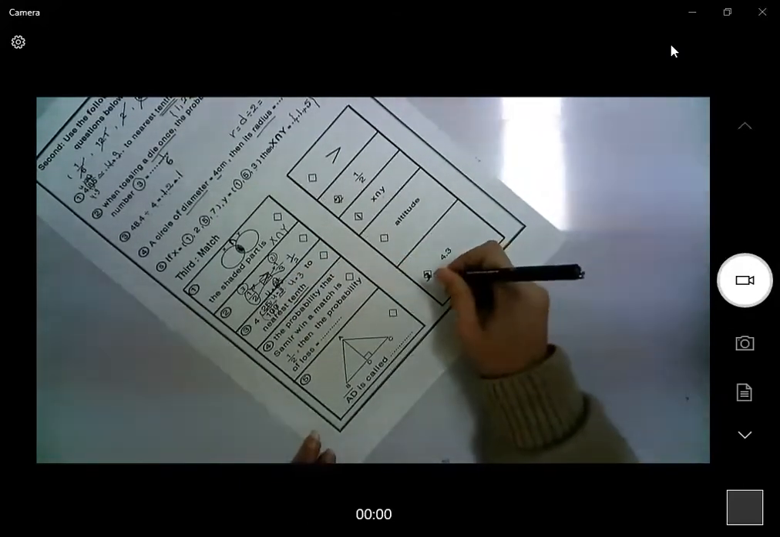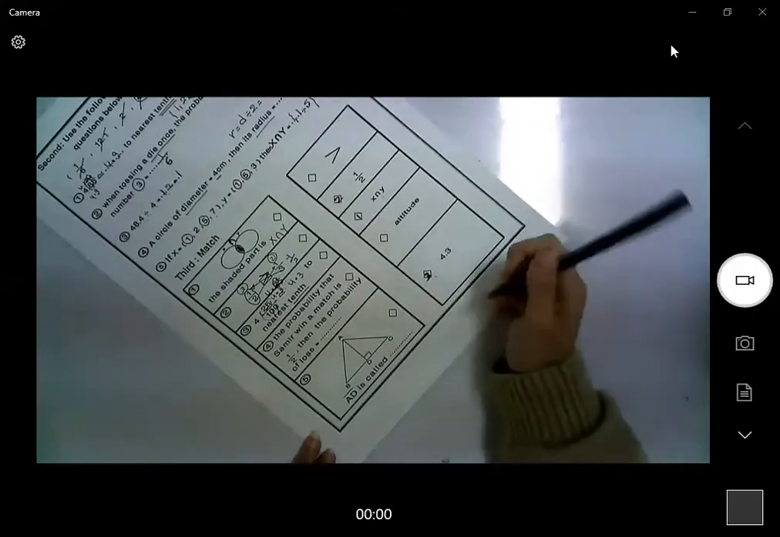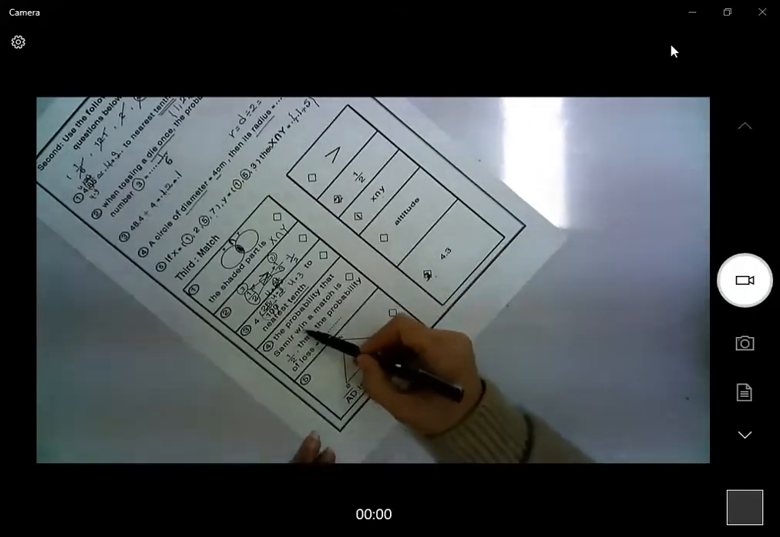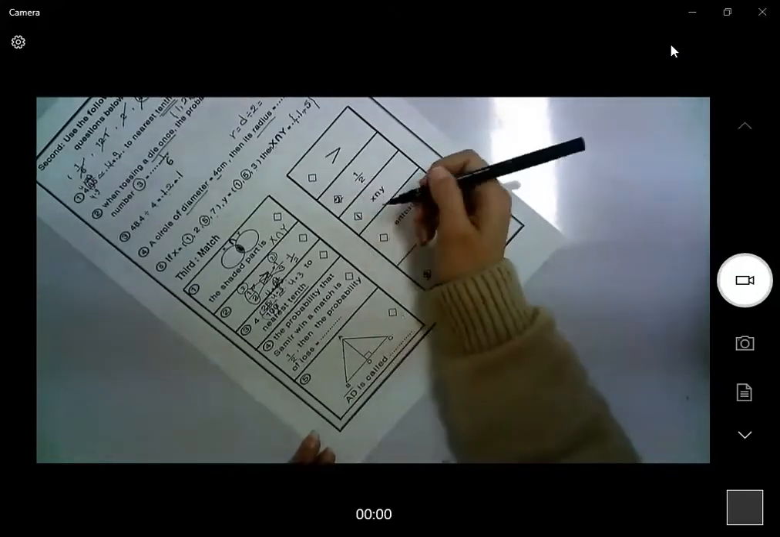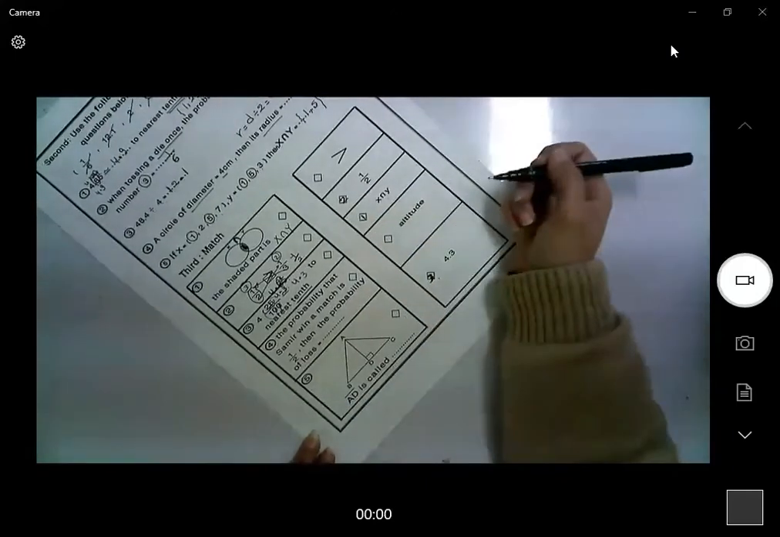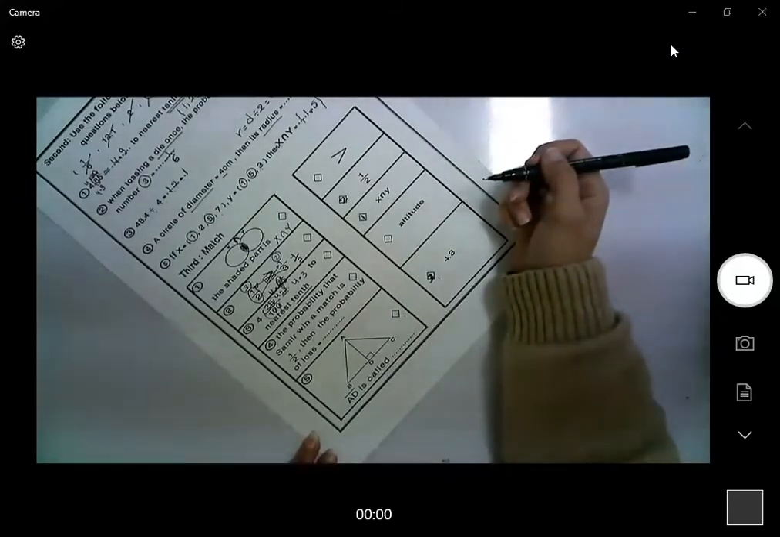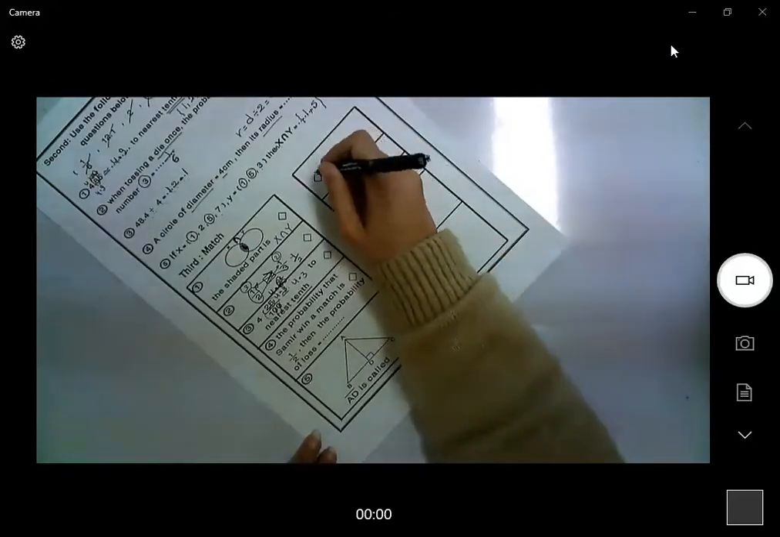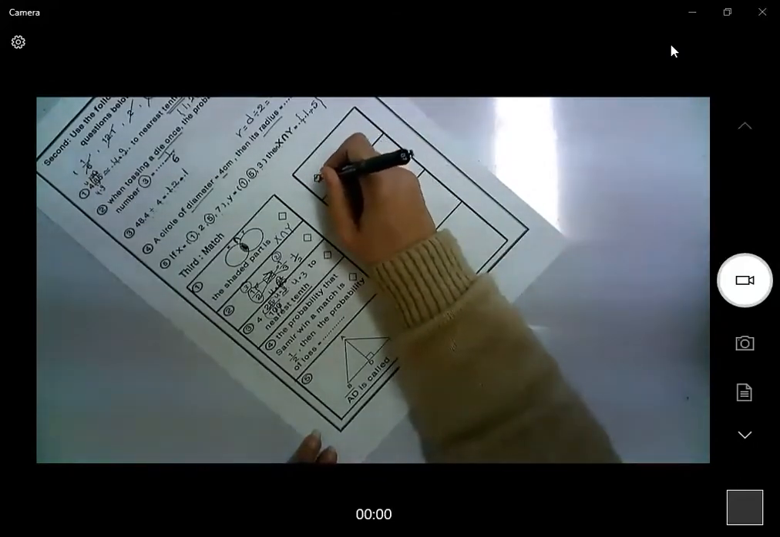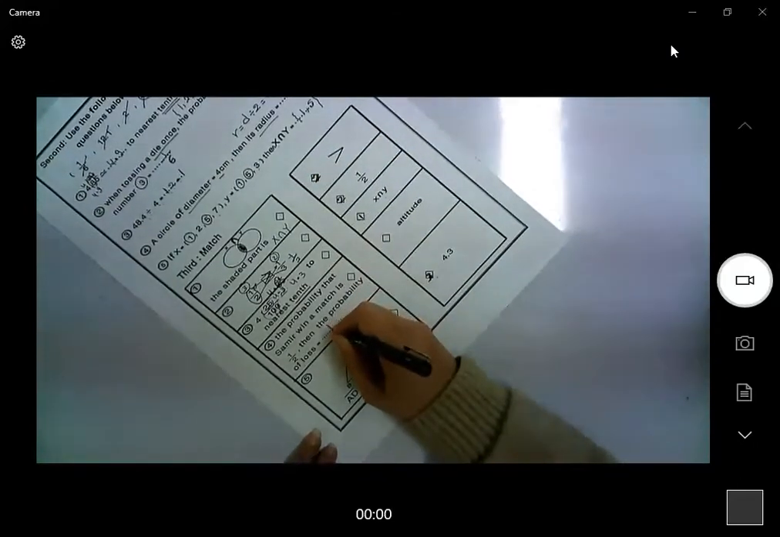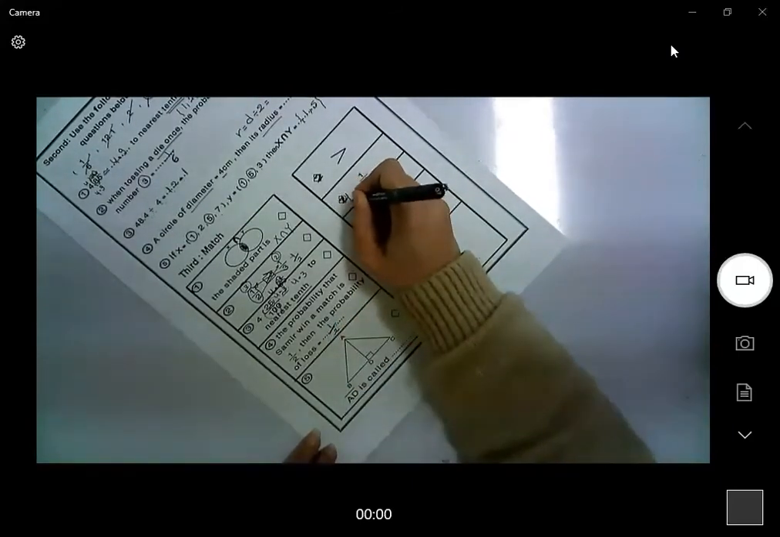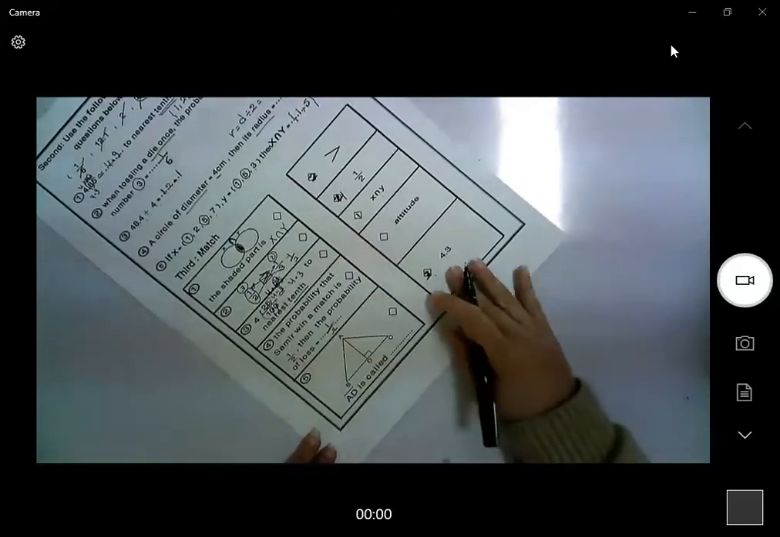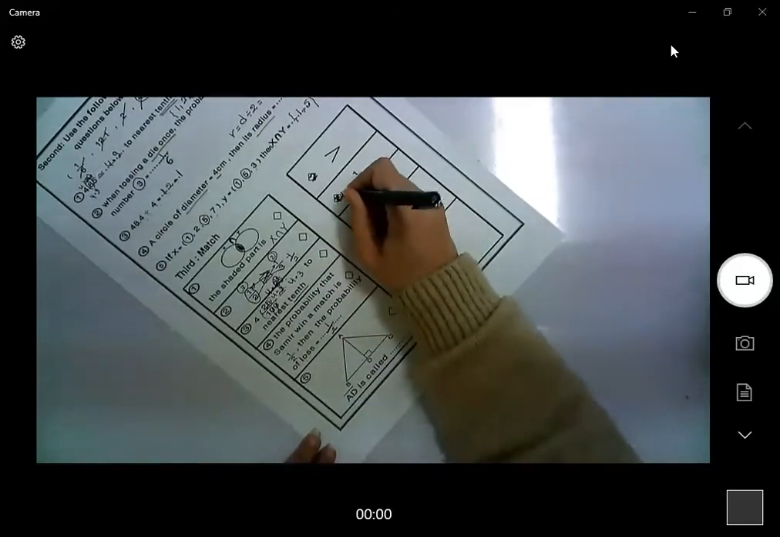Where is the number? Okay, the probability that Samir wins a match is half, then the probability of losing, it's what? Sorry, this is number 2. It's half. Okay, it's half, then the number 4. Here, it is half, this number 4.